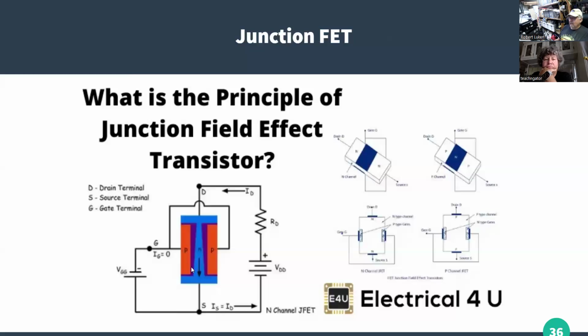If we try to show the device, you can see that it has two P silicon elements with the N in the middle. And that is the gate in this case. And it's also the junction where current flows from conventional current would go drain to source, electrons would go source to drain.